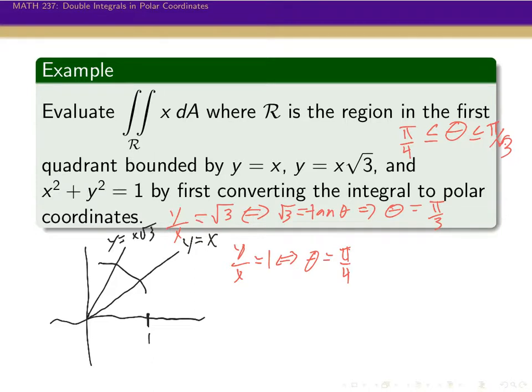And then for r, well, the origin is included in here, and so our r values start at 0, and they go out. For any theta in between here, they go out until we hit the circle, and that's at r is equal to 1. So our r bounds are from 0 to 1. Okay, and that's enough to get us our integral. So our bounds for theta is pi over 4 to pi over 3. Our bounds for r is 0 to 1.